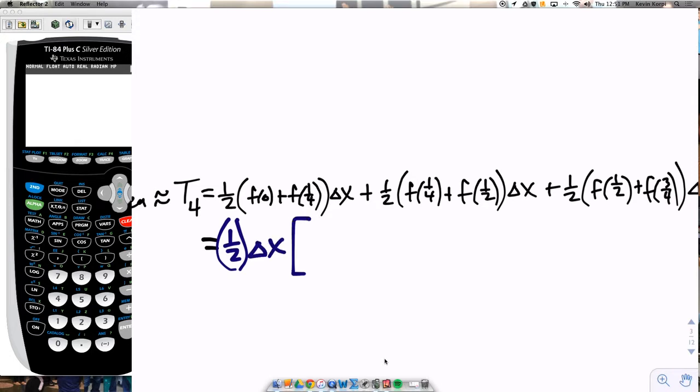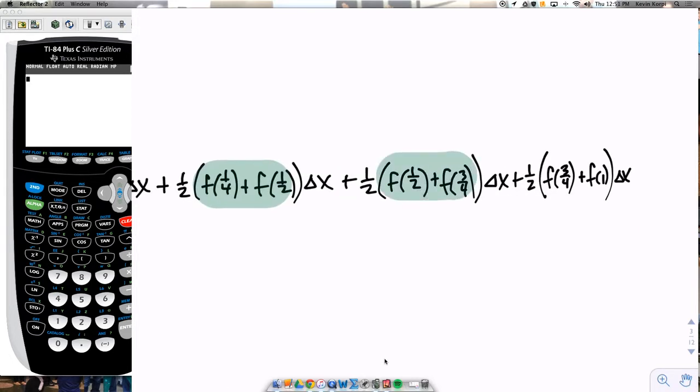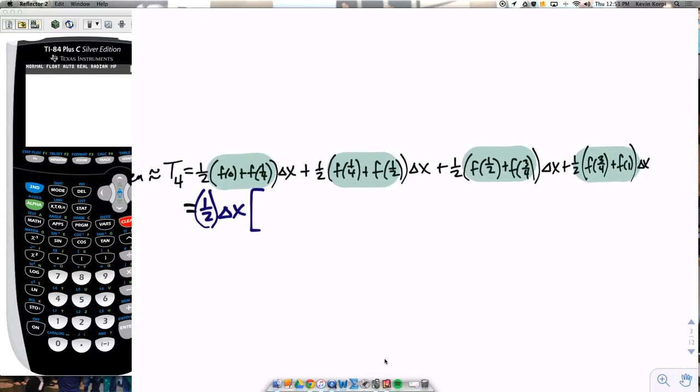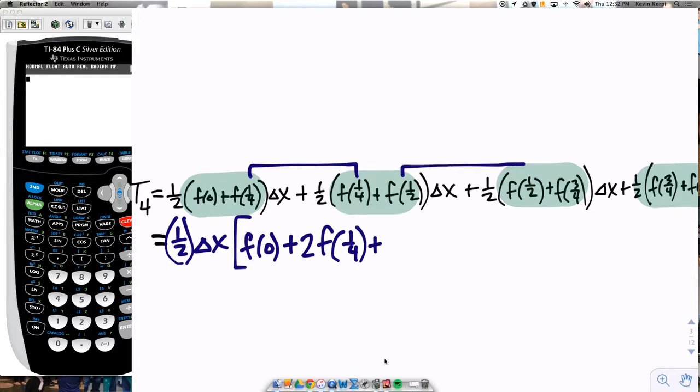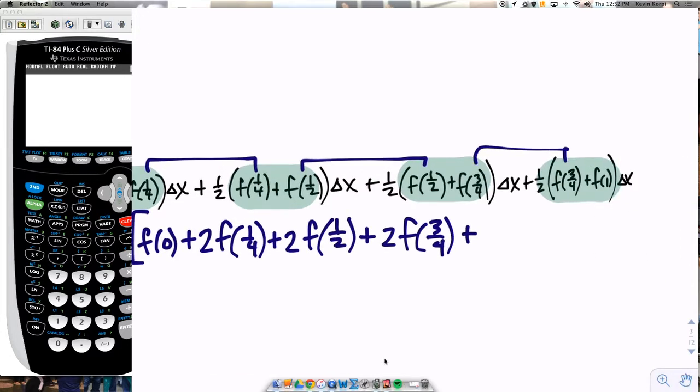Now, notice when you factor those two things out, you're going to have just f of 0 plus f of a fourth plus f of a fourth plus f of a half plus f of a half plus f of 3/4 plus f of 3/4 plus f of 1. And notice that you're going to be able to combine like terms. So it's going to be f of 0 plus f of 1/4 plus f of 1/4, which is 2f of 1/4, plus 2 times f of 1/2 plus 2 times f of 3/4 plus, it looks like, we just have plus f of 1.